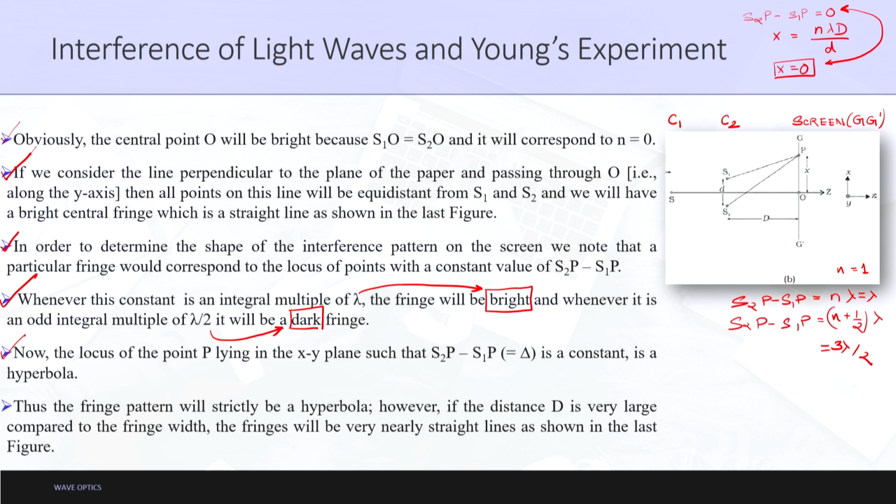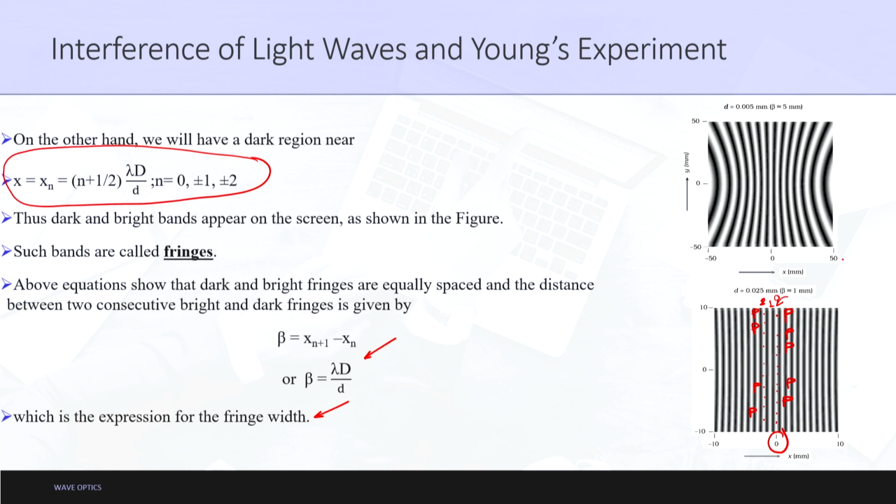However, if the distance capital D is very large compared to the fringe width, the fringes will be very nearly straight lines, as shown in the last figure. So now I have explained why. These two diagrams are the same, but as you can clearly see, small d here was 0.005 meters and small d here was 0.025 meters.